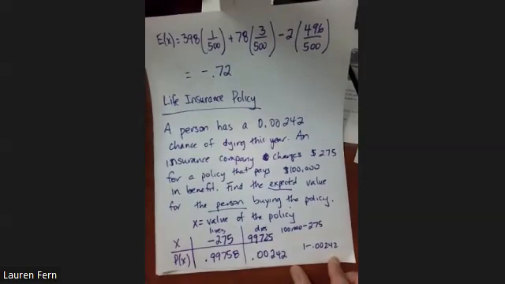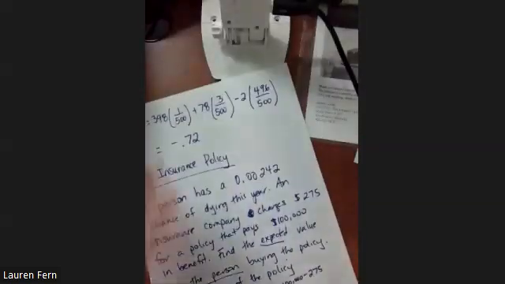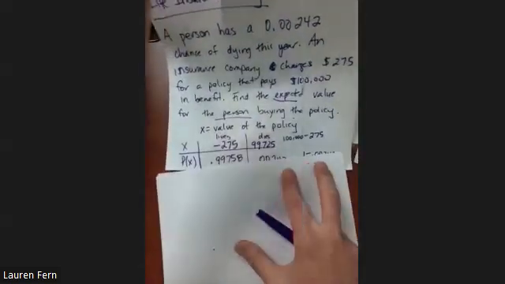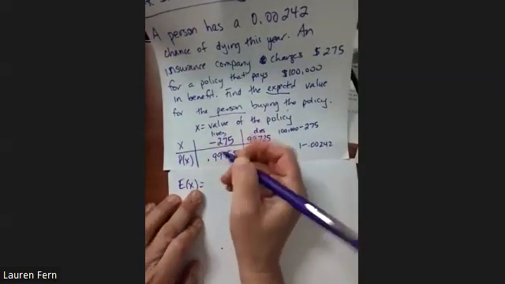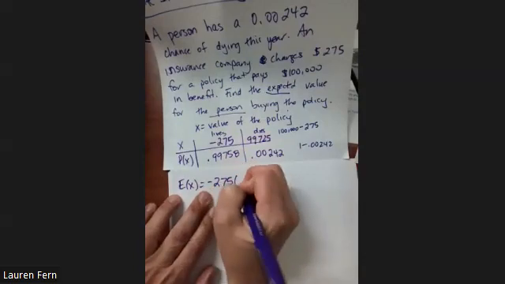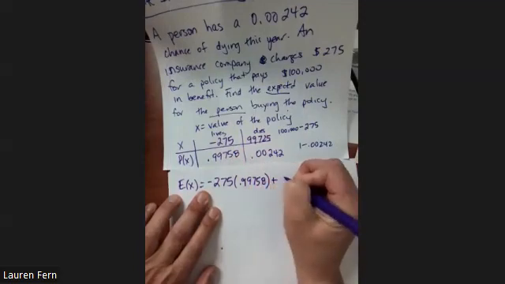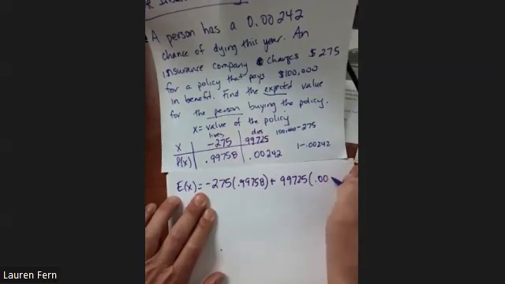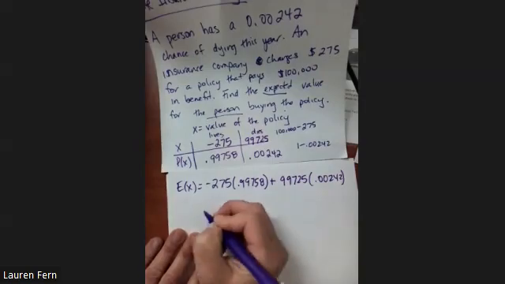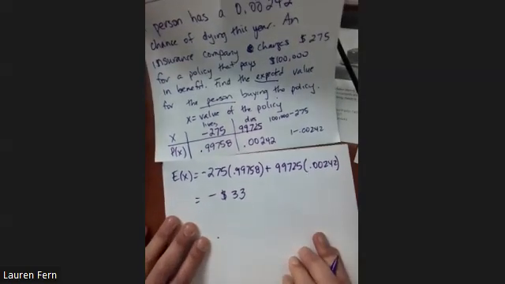Well, we can compute that. We can say that the expected value is negative 275 times 0.99758 plus $99,725 times 0.00242. And you're going to get negative $33.